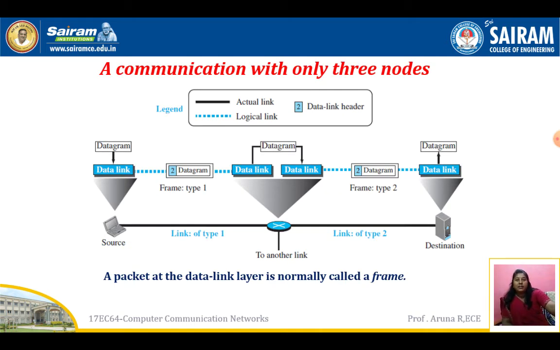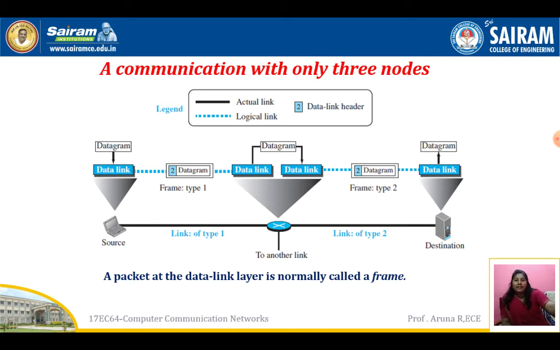In this example we can see a communication happening with only 3 nodes: the source, the intermediate node and the destination. Everywhere the information is going from one link to the other link. The dark line is the link, the dotted line is the logical link, and the data link layer header will be added in each frame.